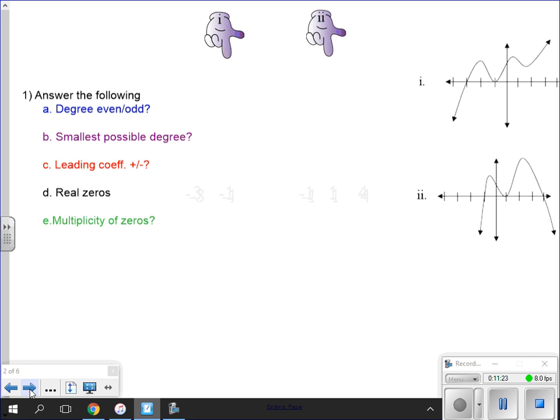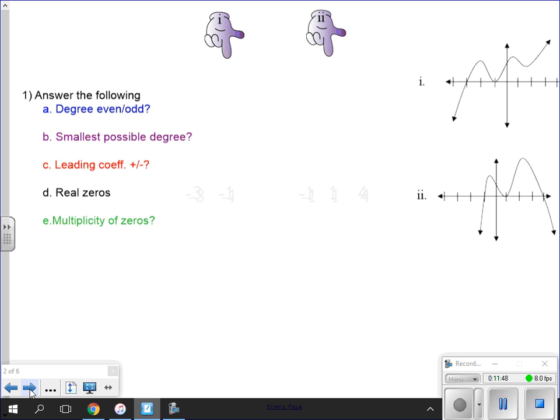So, looking at the graph and interpreting what's going on. I have two graphs. We'll start with graph I. Degree, is it even or odd? I have no idea what the degree of my polynomial is, but by looking at the graph, I can tell if it's even or odd.